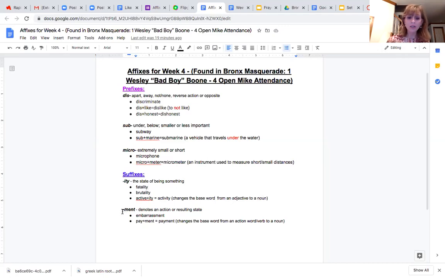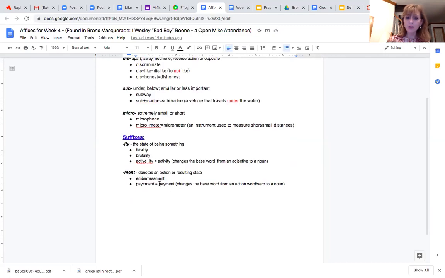And then our last suffix is meant. It denotes an action or resulting state. And from the book, our example is embarrassment. And then I came up with my own, payment, which I broke down for you. You know what pay means, and again, that's action in this case. So up here with ity, we had adjectives that became nouns. With meant, we have action words or verbs that become nouns.